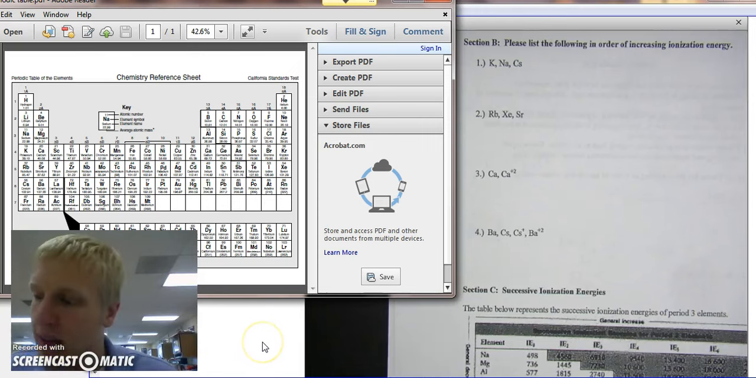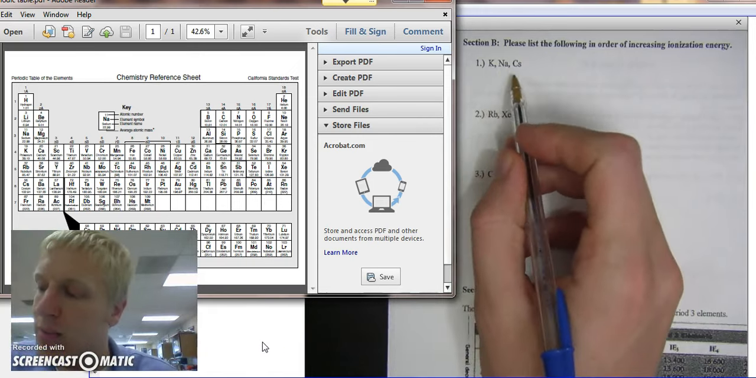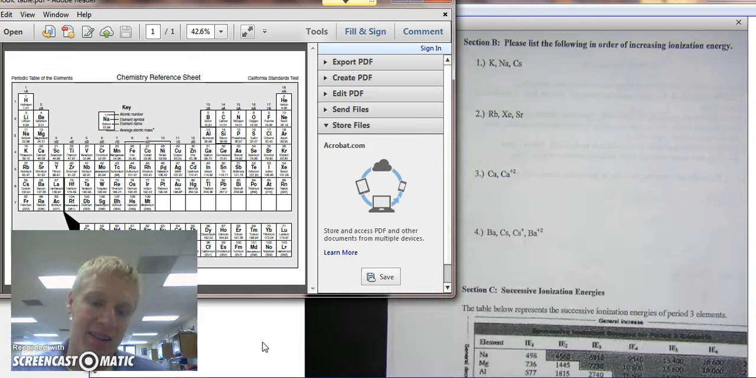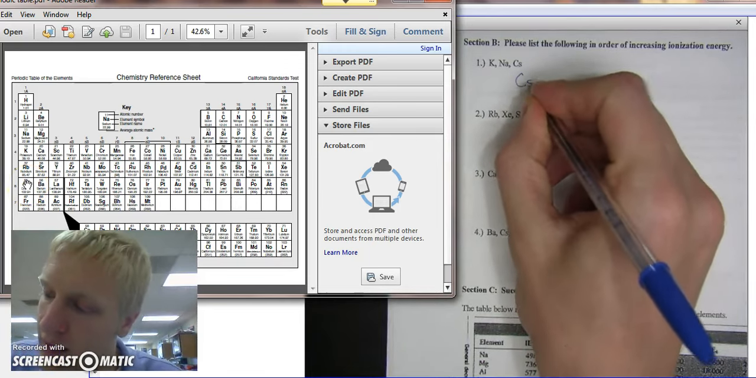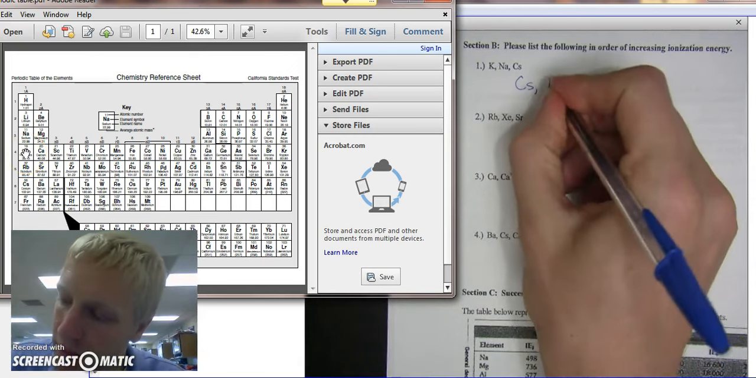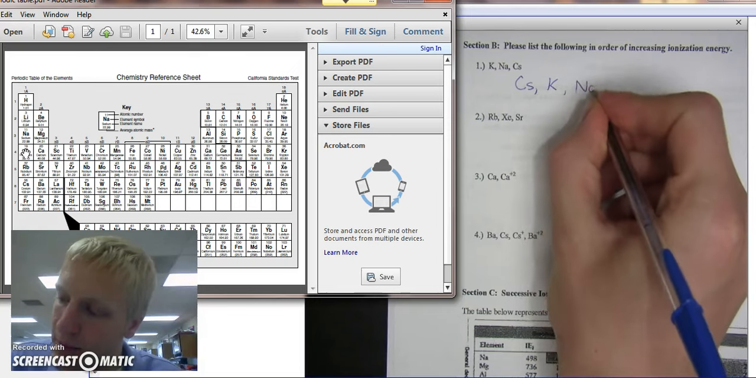All right, doing an example problem. We have potassium, sodium, and cesium, and we want to list the following in order of increasing ionization energy. So we've got sodium, potassium, and cesium right here. Basically, as you go from the bottom and move up, you increase in ionization energy because there's less electrons that need to be pulled in. So cesium is going to have the lowest ionization energy, and then potassium, and then sodium.